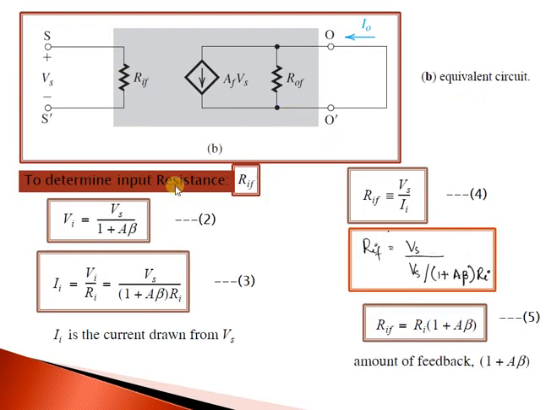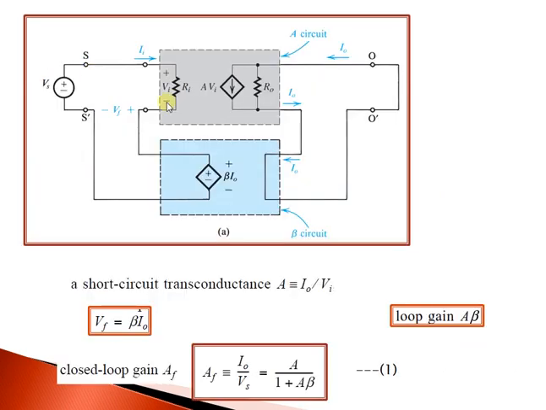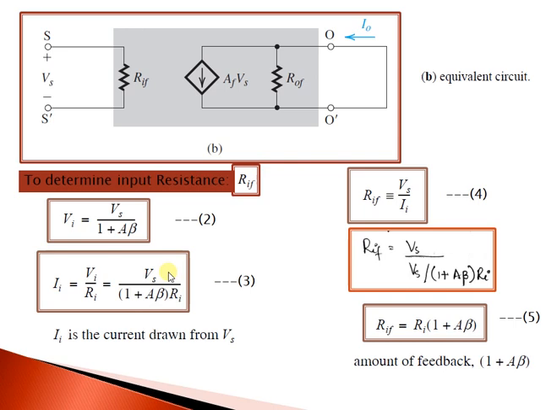The equivalent circuit is shown in figure B, and here we compute the input voltage Vi to be equal to the source voltage Vs divided by 1 plus A beta, denoted as equation number 2. The current Ii is computed as Vi divided by Ri, which is Vs divided by 1 plus A beta times Ri, denoted as equation number 3.